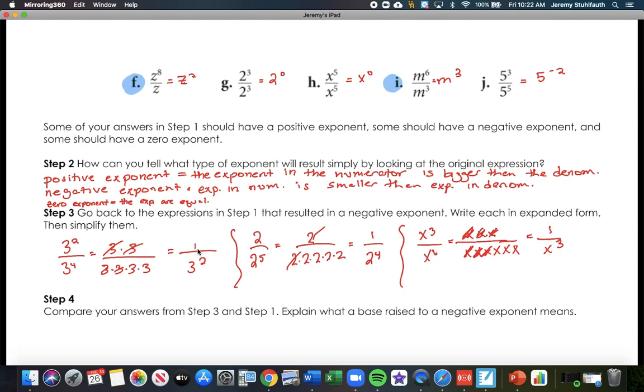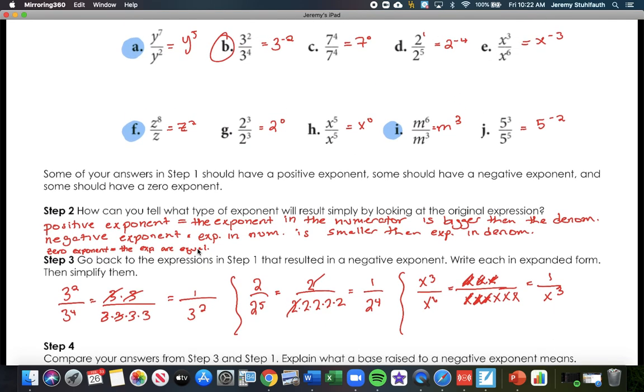So compare your answers from step 1 and step 3. Explain what a base raised to a negative exponent means. If you look at this, 3 to the negative 2nd power gives you 1 over 3 squared. 2 to the negative 4th power gives you 1 over 2 to the 4th power. x to the negative 3rd gives you 1 over x to the 3rd. So what does that mean?